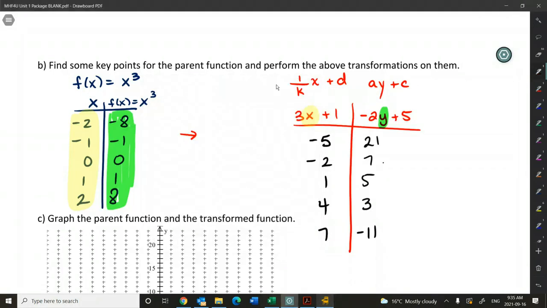Correct me if I'm wrong on these, but I just did these in my head. I got this. Am I good? I see some nods, so I like that. That's good. Perfect. Okay, so we took each of the x's, multiplied them by 3, added 1, took each of the y's, multiplied by -2, add 5.